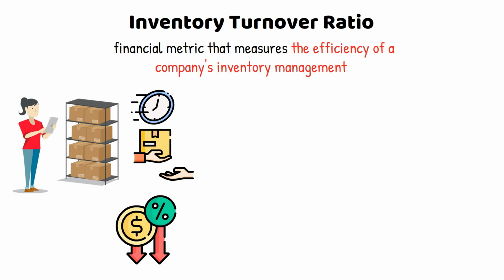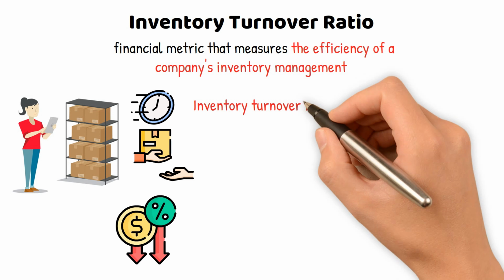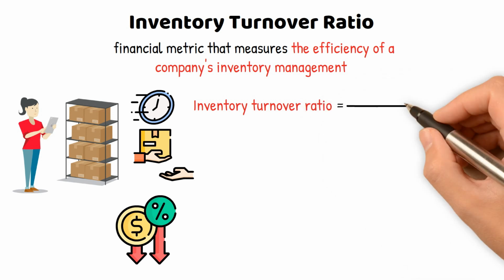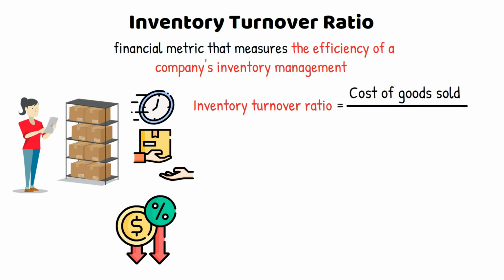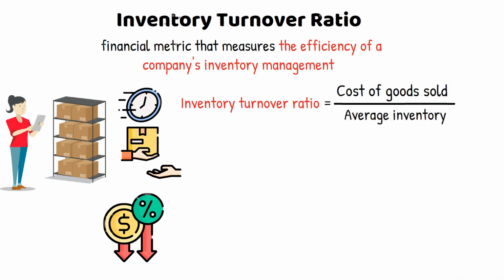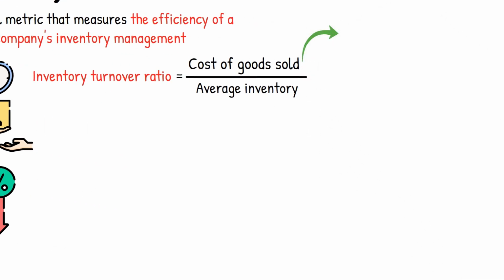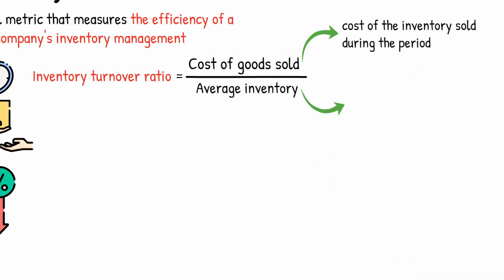The formula for calculating the inventory turnover ratio is as follows. Inventory turnover ratio equals cost of goods sold divided by average inventory. The cost of goods sold is the cost of the inventory sold during the period, while the average inventory is the average value held during the period.